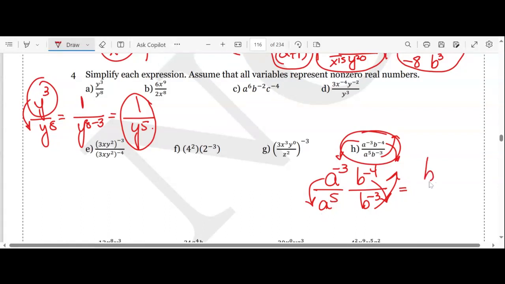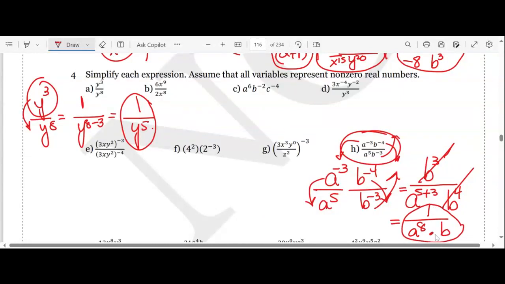So you're going to have b to the power of 3 over a to the power of 5 plus 3. And then b to the power of what? 4. Can I cancel this with this? Yes. And you get 1 over a to the power of 8 times b. That's your final answer.